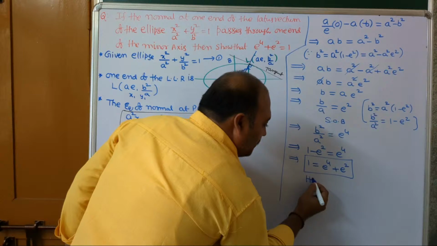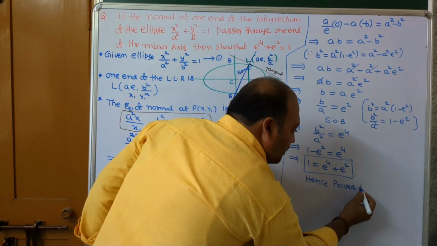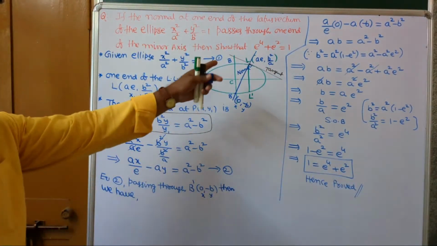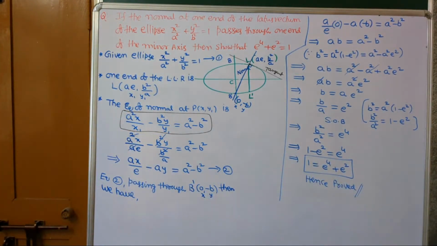Hence proved. They are asking to show this result: e power 4 plus e square equal to 1. We got it here, dear students. I hope you understand.